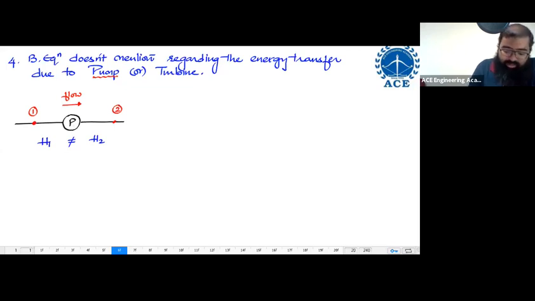Now, if they are unequal, the next question is, which sign of inequality is supposed to appear over here? You see, if H1 and H2 are unequal, which one is greater? Ask yourself this. The head at 2 is greater because the pump is giving some extra energy.